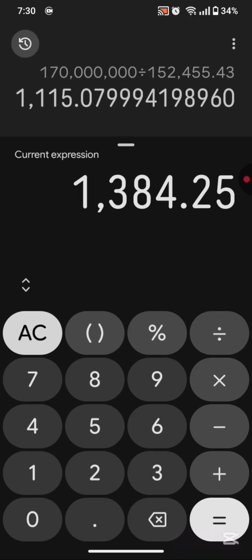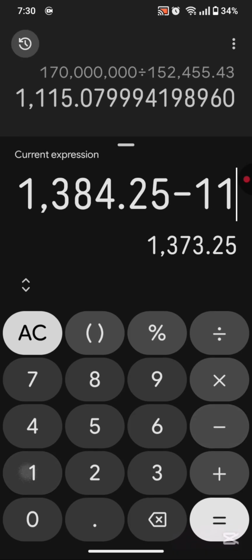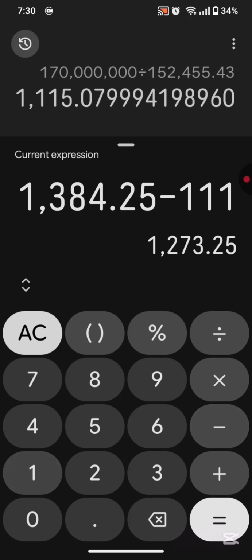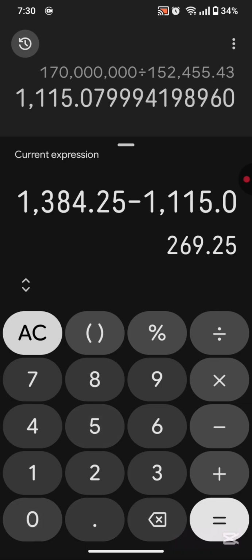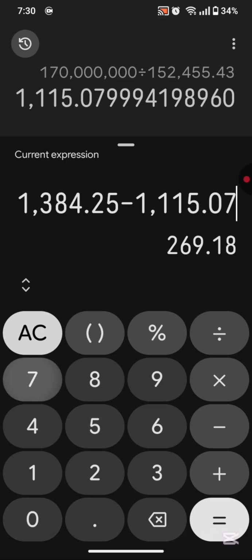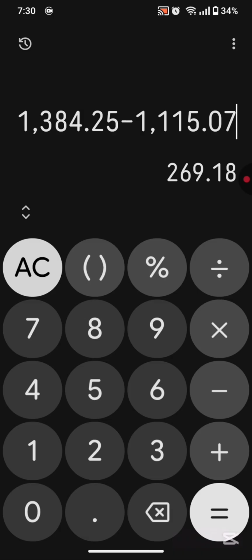Then I subtract 1,115.07, right? So that is what we have here. For those who started arbitrage today, you are going to be making a profit of 269.18 Nigerian naira per USDT you purchase. That's the amount of profit you'll be making.